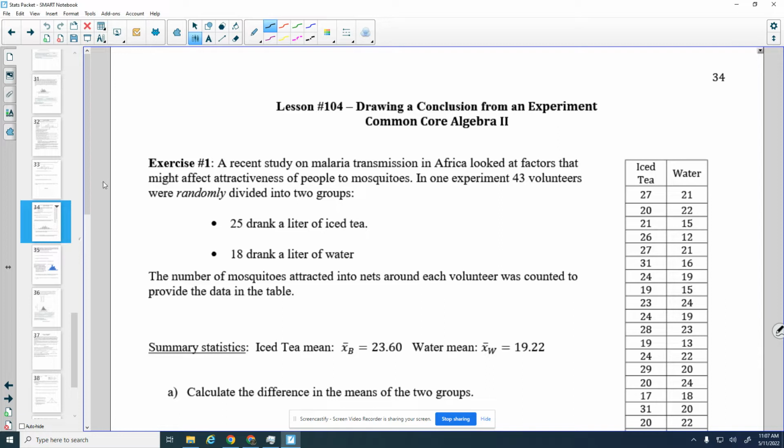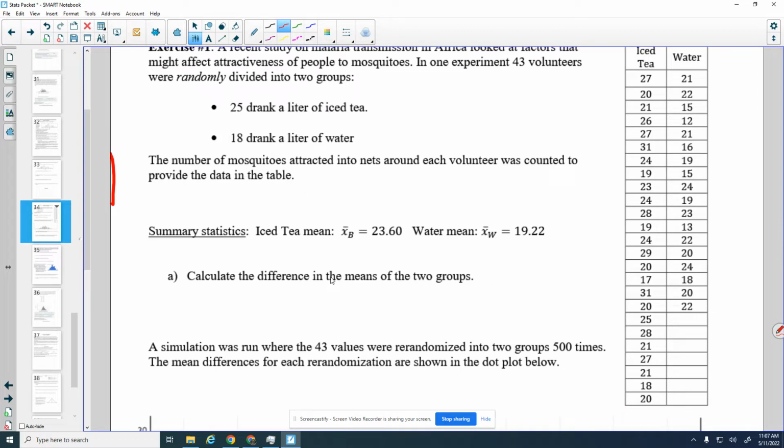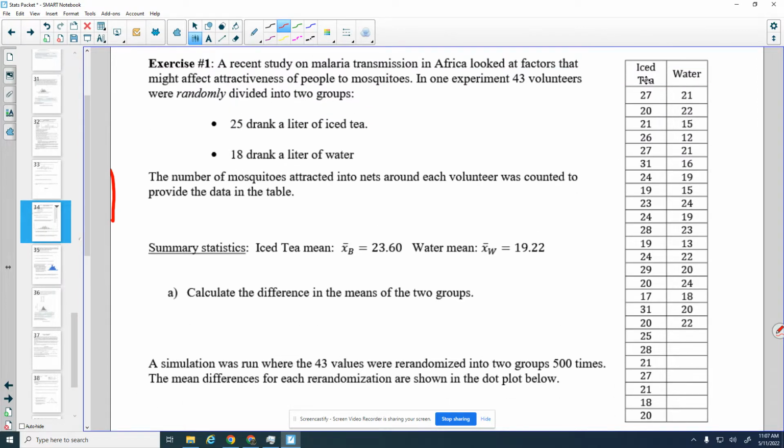So we see this as an experiment with our control group being the water group, the tea being the other group here. So basically, we're going to start to look at the averages of the two groups and decide if there's a statistically significant difference. Iced tea is our first group. The average, if we added up all of these values, is 23.60 mosquitoes. The water average is 19.22 mosquitoes.